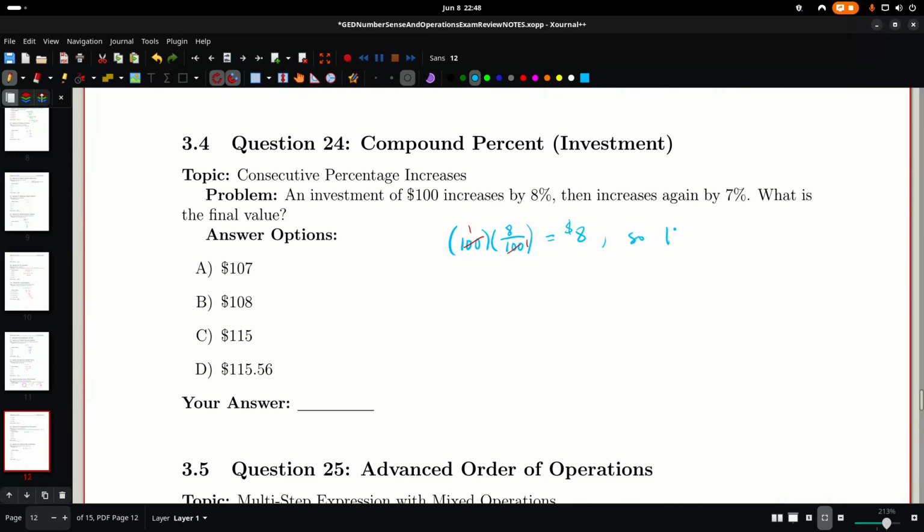So first increase takes the investment to $108.